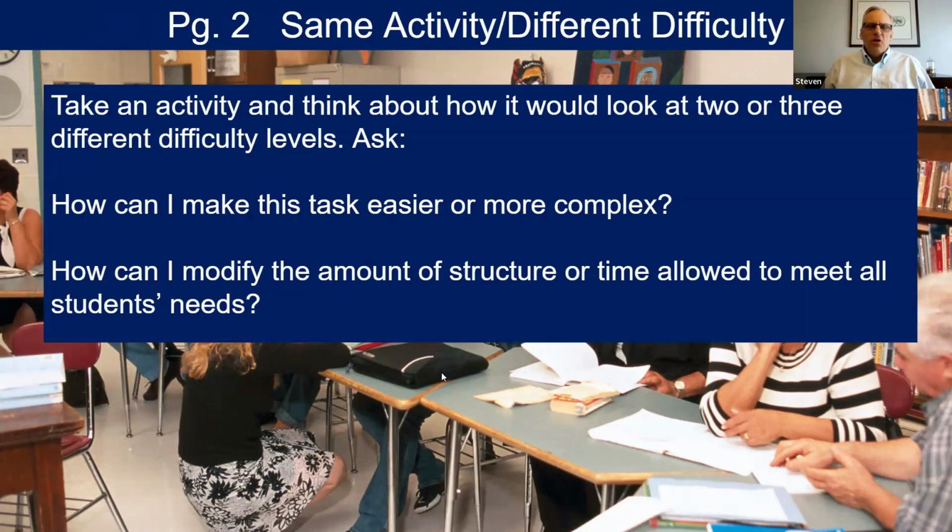And one of the big ways that we are able to do differentiation is take the same activity. We want all our learners to be able to do the same learning outcome, but we're going to do this at different difficulty levels. So the way we do this, and we do this often as instructors, we look at an activity and we think, well, how can I do this maybe at 2 different difficulty levels? Or if we're really having a wide range in the classroom, maybe we could look at 3 different difficulty levels.